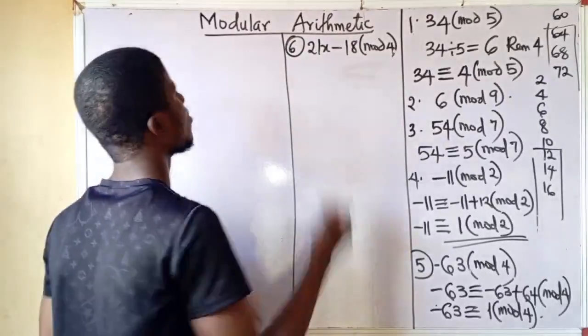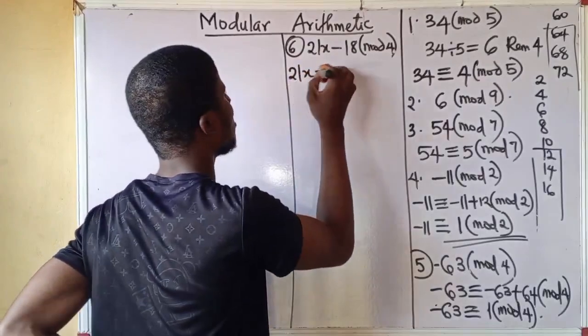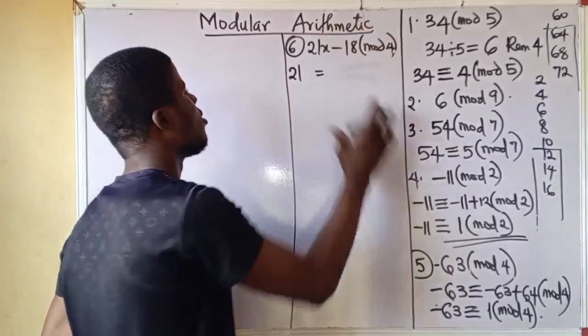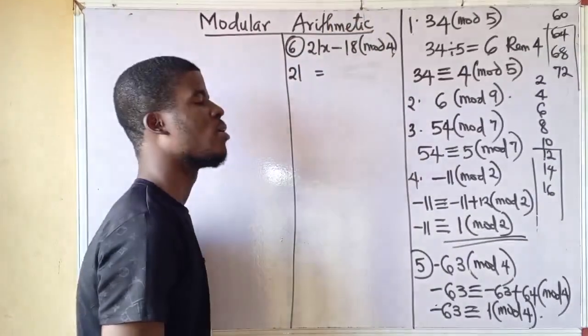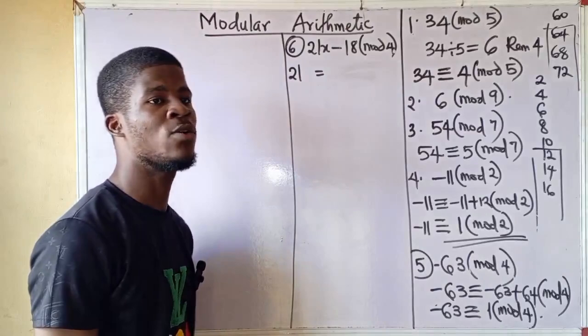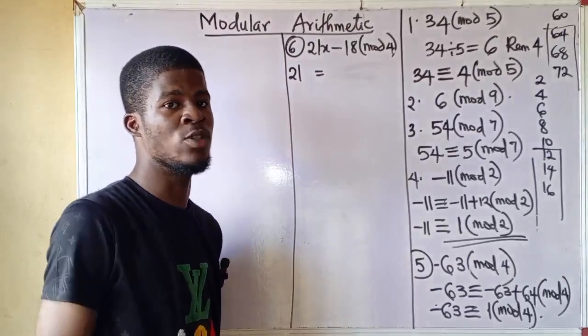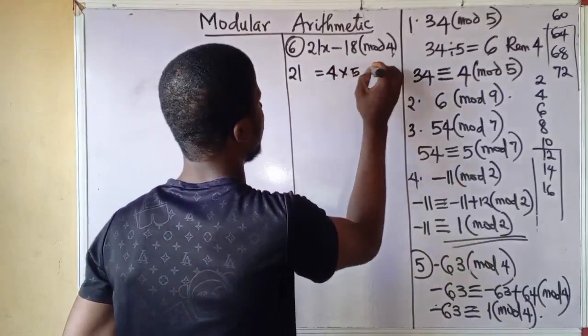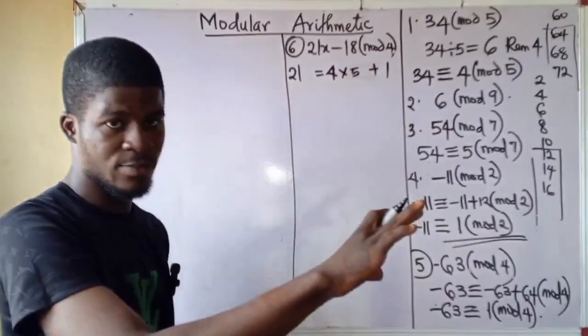So what is this? 21x. How many times will 4 go into 21? Let's forget about the x first. 4 will go into 21 5 times, remaining 1, because 4 times 5 is 20 plus 1, 21. So this is actually 4 times 5 plus 1, normally.